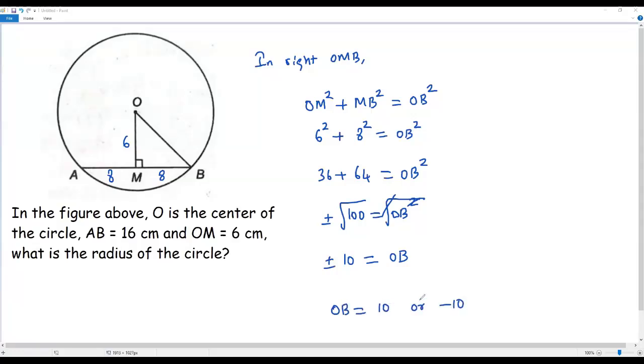The radius of a circle cannot be a negative value, so we can ignore this negative 10. So the length of OB is 10. Actually, OB represents the radius of the circle. So the radius of the circle is 10 centimeter.